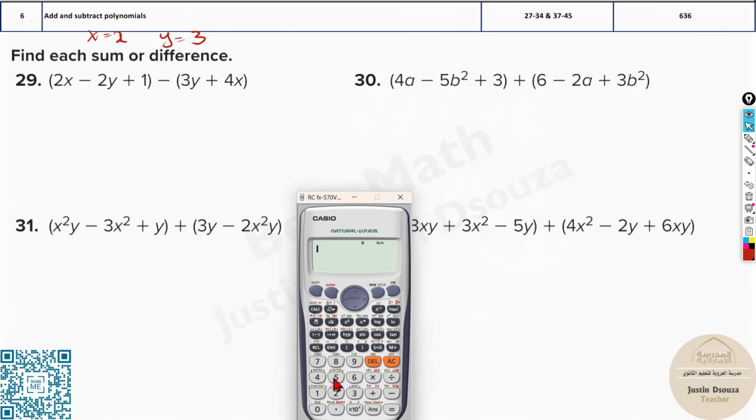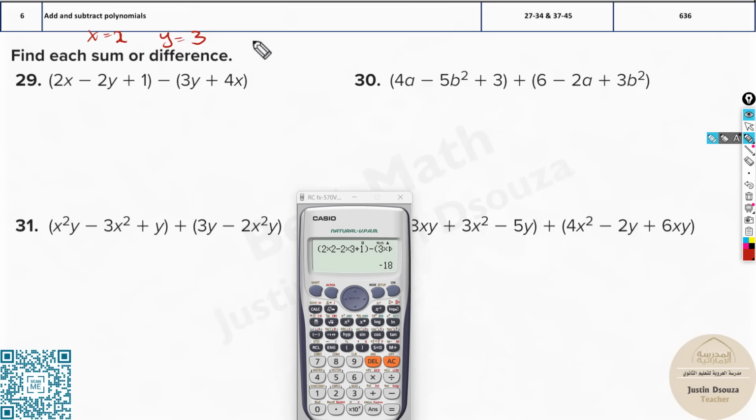Now here, instead of x, I substitute 2 because I'm assuming x to be 2, minus 2. Don't put alpha x because there are two variables. You cannot input two variables. So instead of y, what do we do? Multiply it by 3 because we assumed y as 3, plus 1, close the bracket, minus, open the bracket, 3 times what is y? It is number 3, plus 4x, x is number 2. Close the bracket. What is the answer?